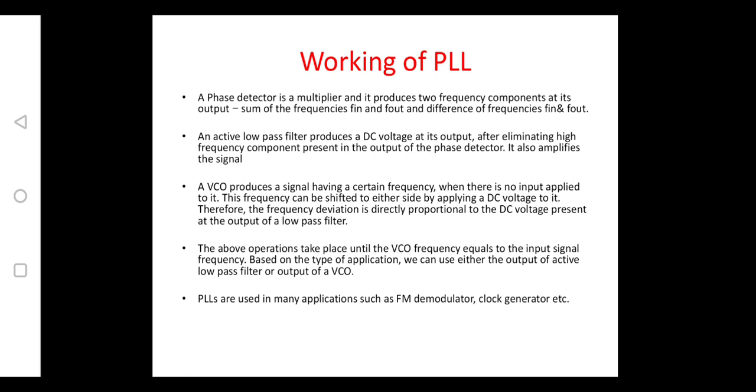The phase detector may be either a digital phase detector or an analog phase detector. If we want to use a digital phase detector, we use a simple XOR gate. In an XOR gate, when both inputs are different, the output is 1. So if the input frequency and the feedback frequency do not match, the output is 1. If both are the same, the output is 0.